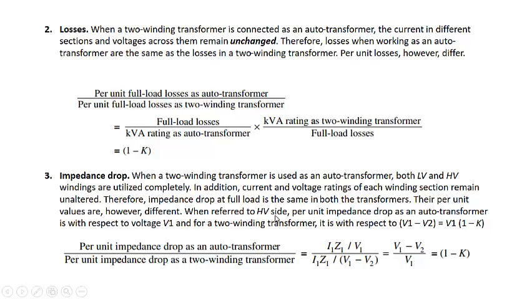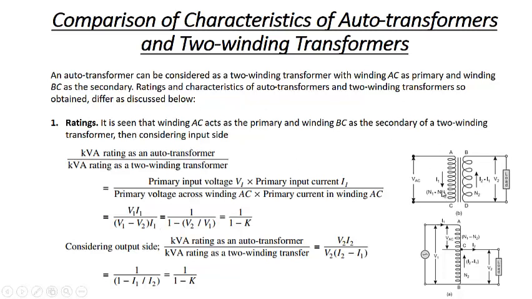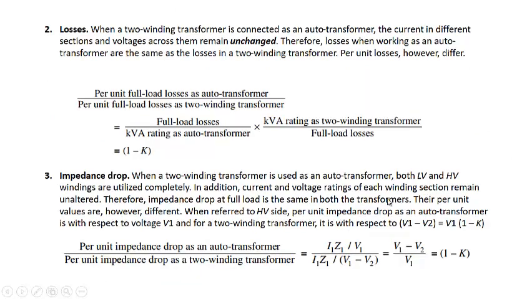When referred to the high voltage side, the per unit impedance drop as an auto transformer is with respect to the voltage V1. Because you can see from here, per unit voltage drop will be referred to this V1, but here per unit voltage drop, which is the same, is referred to only this VAC, that is V1 minus V2. So for the two winding transformer, it is with respect to V1 minus V2, that is V1 into 1 minus K.